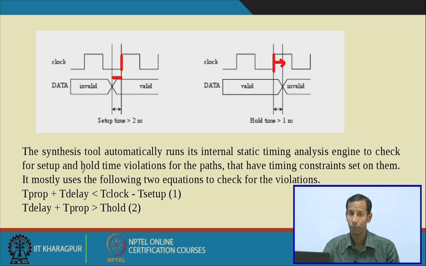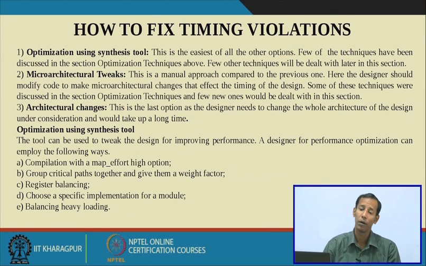Based on this setup time and hold time, we calculate what will be the operating frequency of my circuit. There are some equations to calculate the timing requirement for each of the clock paths, where the clock edge appears. Suppose you are getting a timing violation, that means a hold time violation or a setup time violation. At that time, how will you fix those timing violations?